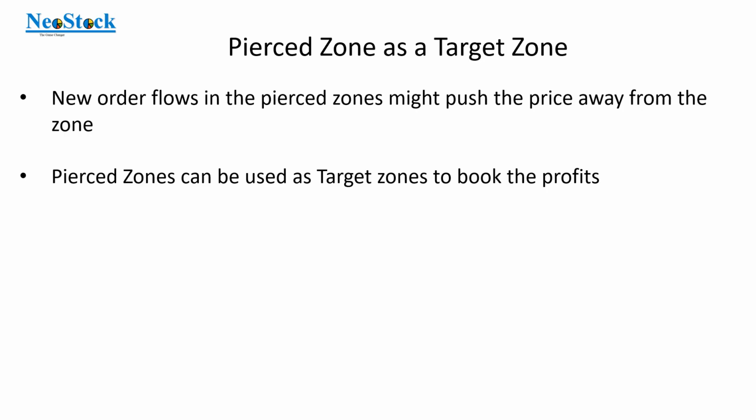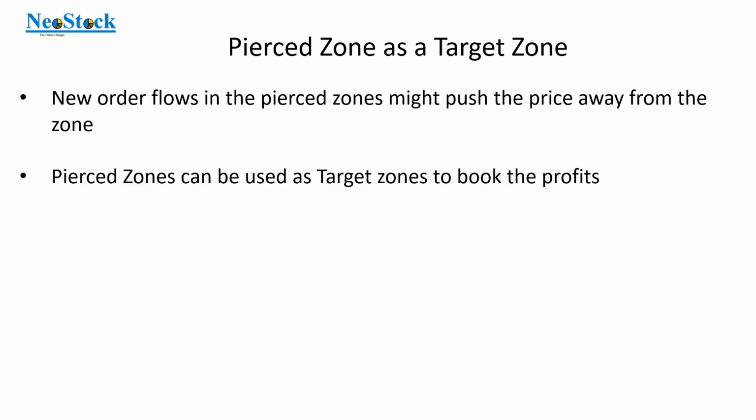If you don't use the pierced zone, you get a very big RR. Many people teach like that. Till the new fresh zone, there they book the profit. But all of a sudden, before the target, price will reach there and then reverse. Why? Because in that area there could be a pierced zone, having lower time frame orders, strong order flows that institutions might have added.